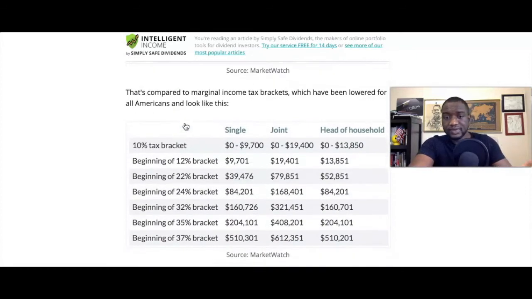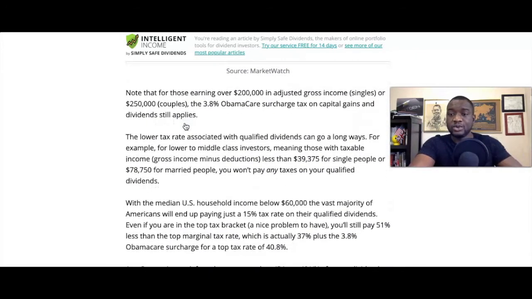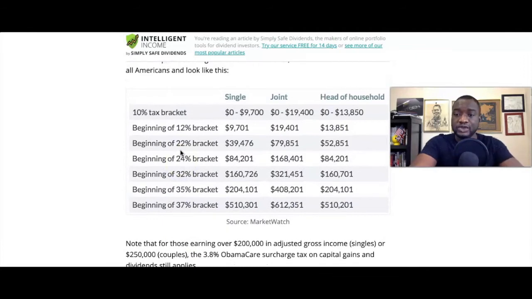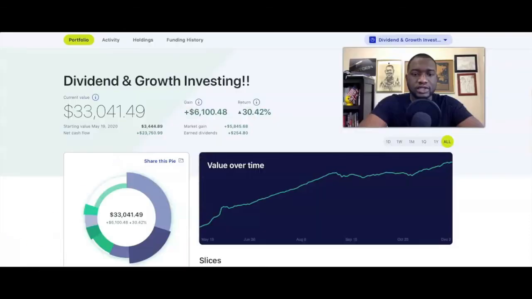So yeah, I'm gonna leave this article below for you to check out if you are interested. And thanks Gustav for asking the question. So let's go into my portfolio so I can show you the rebalancing aspect of things and why I don't rebalance. Come to the portfolio here. This is the dividend and growth investing portfolio.